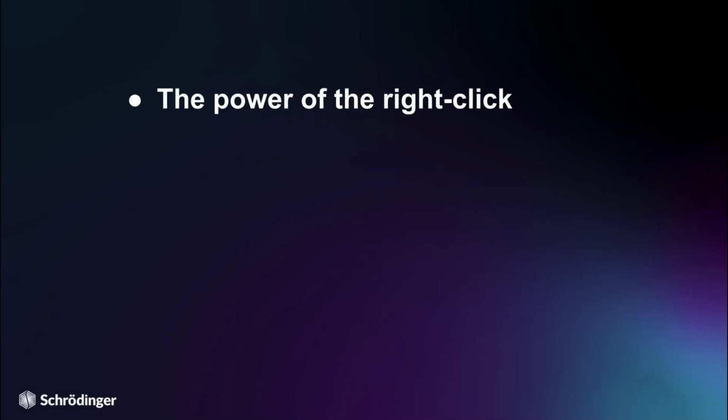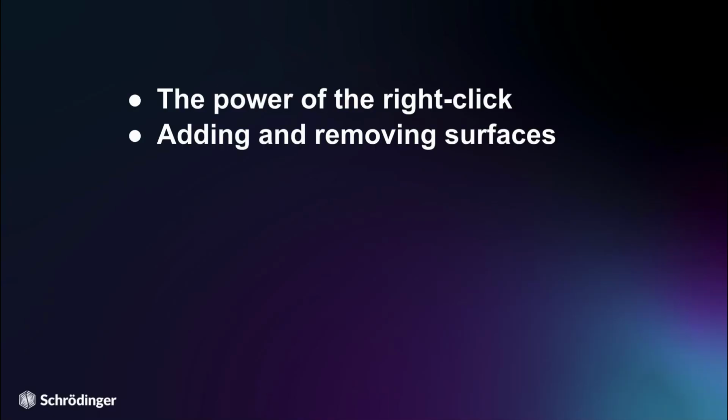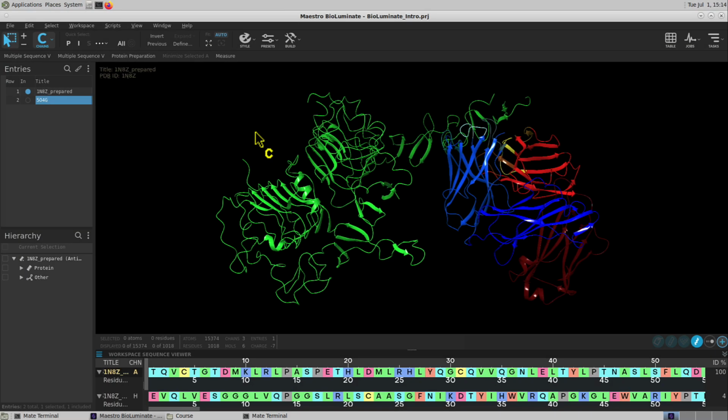In this video, we are going to go over the power of the right-click in BioLuminate and how to add and remove surfaces. Before we start, open your BioLuminate intro project and include 1N8Z prepared. This should be in row 1 of your entry list. Also switch to using the residue selection scope.